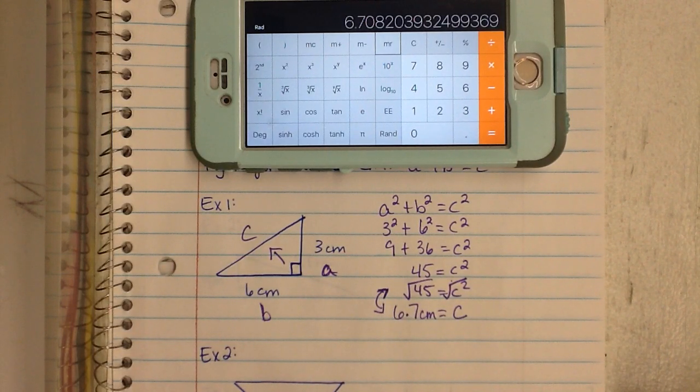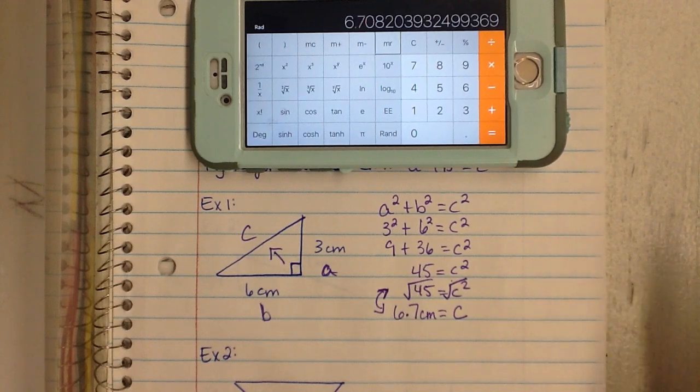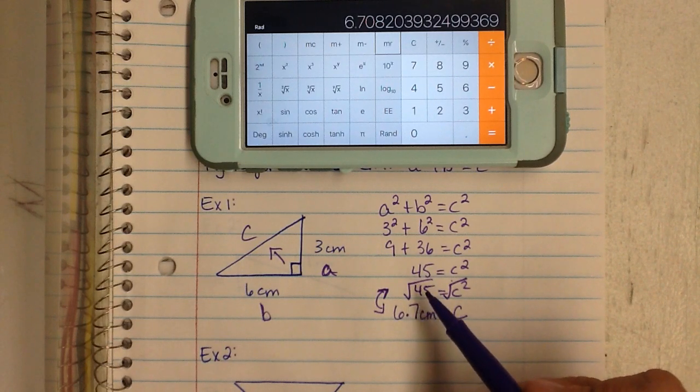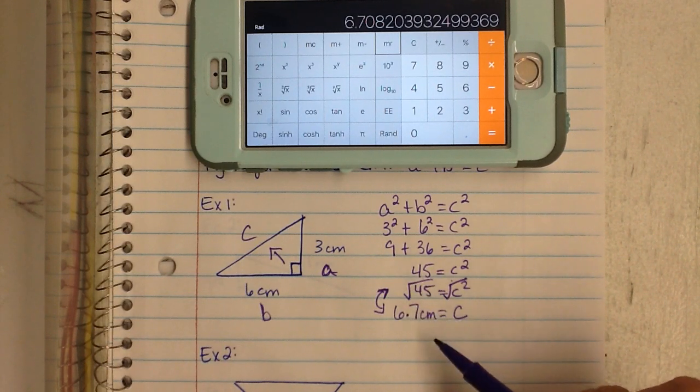You just need to make sure you're following directions. If it says round to the nearest tenth, then go ahead and use your calculator. If it says leave the exact answer, you're going to leave it as a square root.